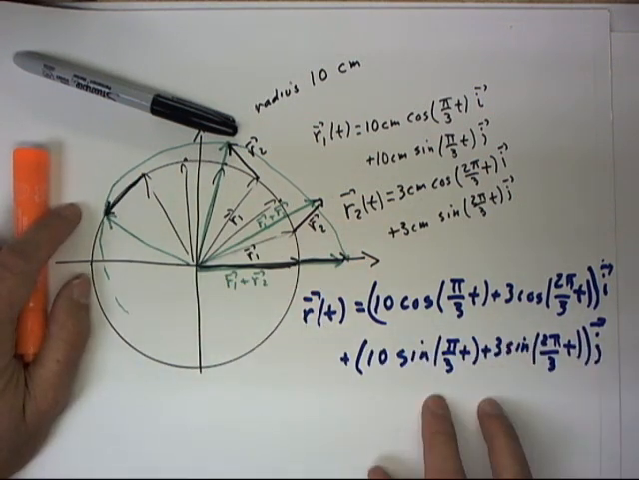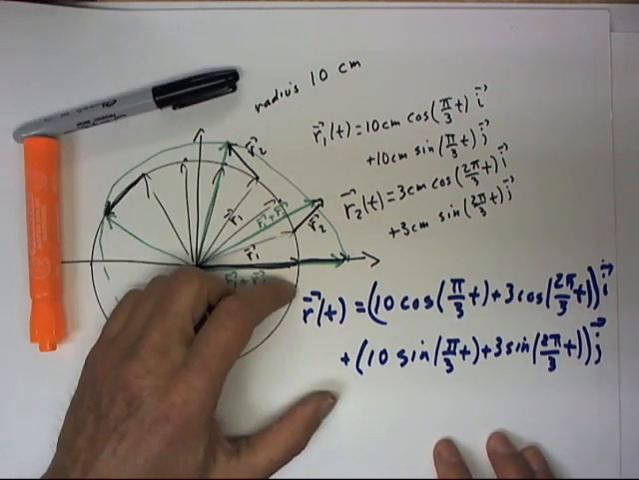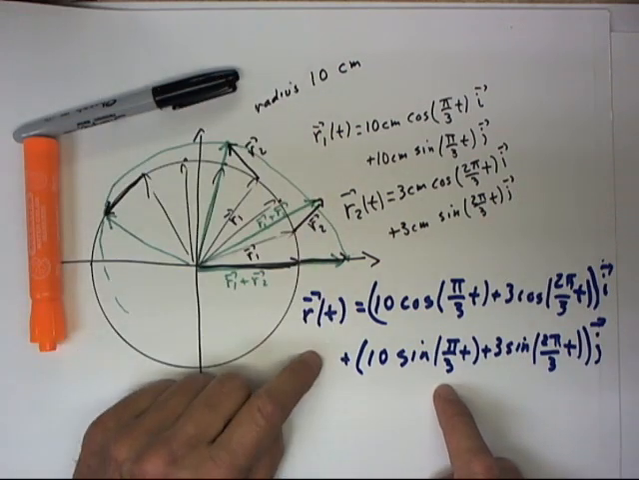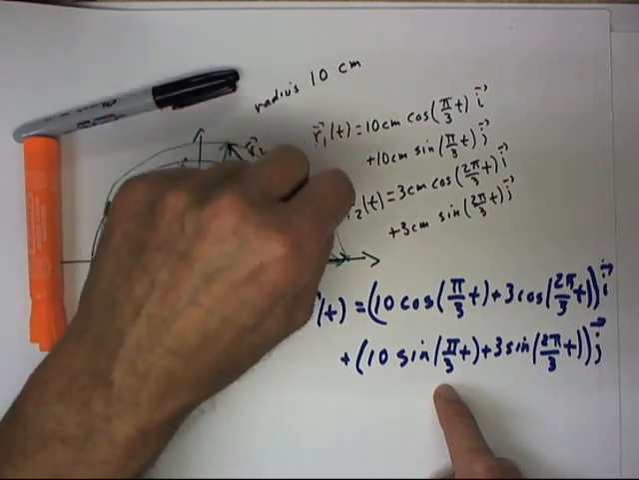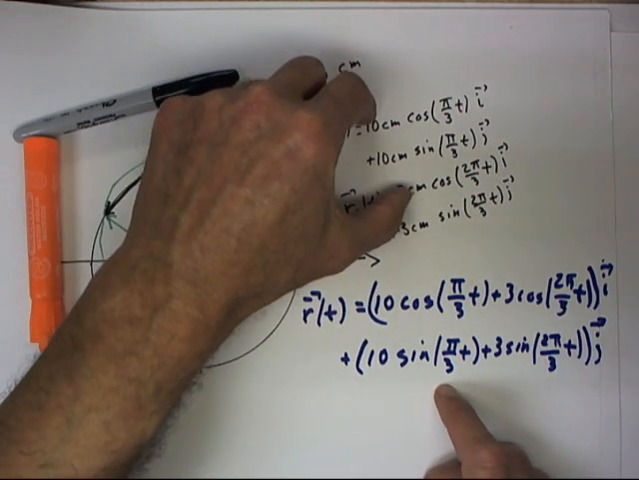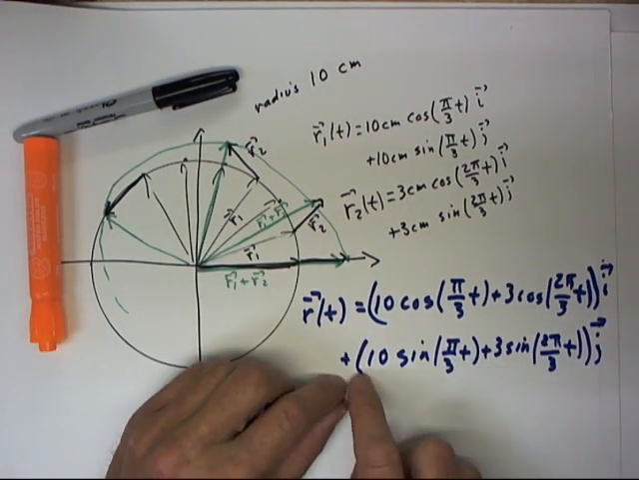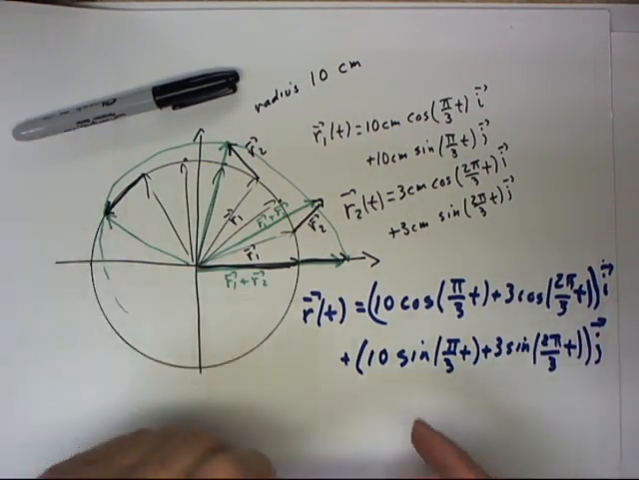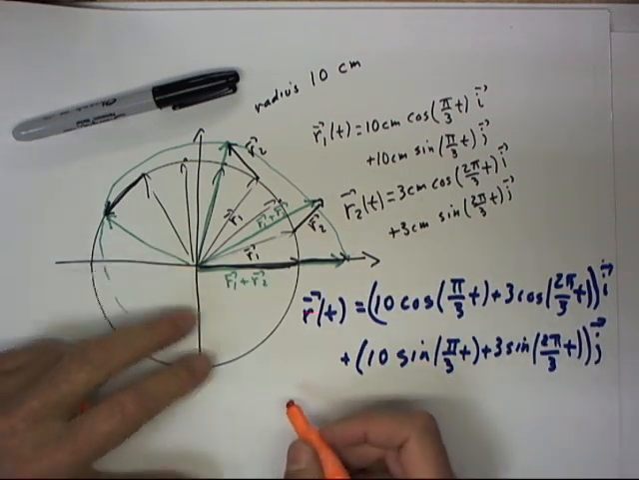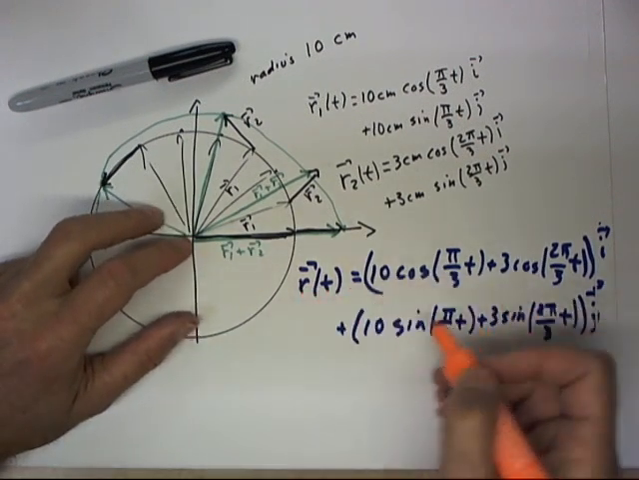Now our R of t function, which you might have glimpsed accidentally at the end of our last clip, I've written it out. I've simply added the R1 and the R2 vectors, and we add the I components to get the I component of the sum. We've added the J components to get the J component of the sum. We can take the derivative of this function.